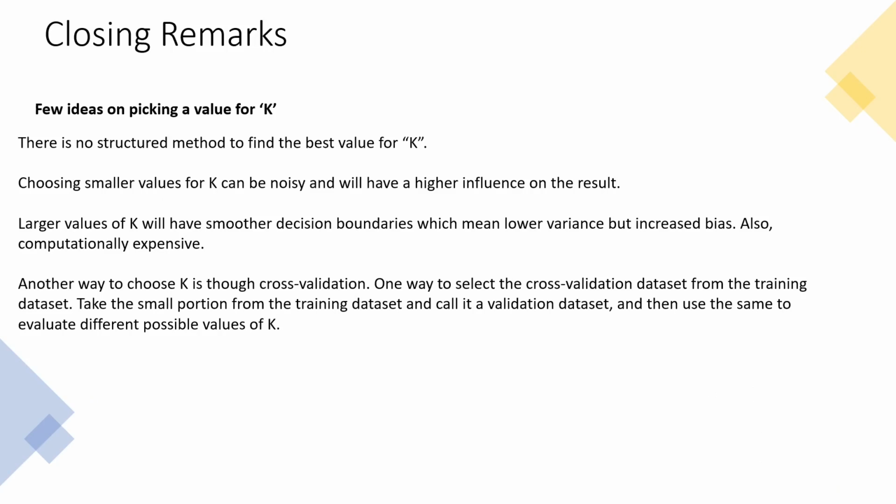Okay, a few ideas on picking a value for k. We don't have any structured method to find the best value for k, but choosing a smaller k may cause noise, and it may have a higher influence on the results. A larger k will have smoother decision boundaries, which means lower variance but increased bias, but it's also computationally expensive. Another way to choose k is through cross-validation, or we could use grid search CV as we did in the example.